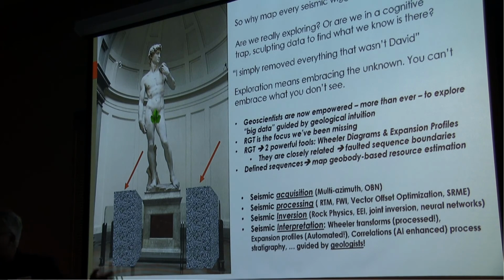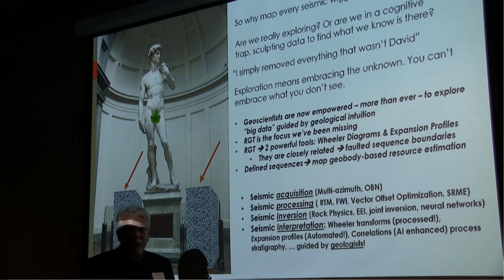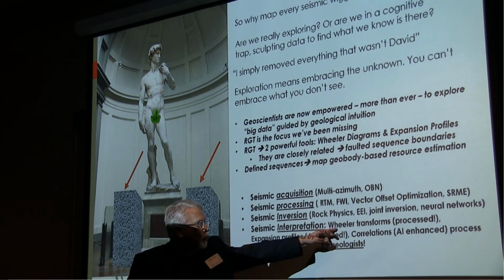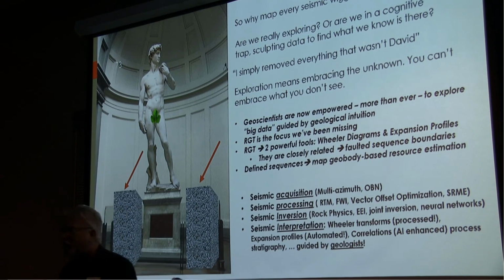And I think the technologies are there now to really turbocharge the geologic-oriented work that needs to be done to find the existing oil and gas near existing fields. It's Wheeler transforms, which have to be processed. They have to be treated like 3D seismic surveys. Expansion profiles have to be automated and turned into a more robust thing.